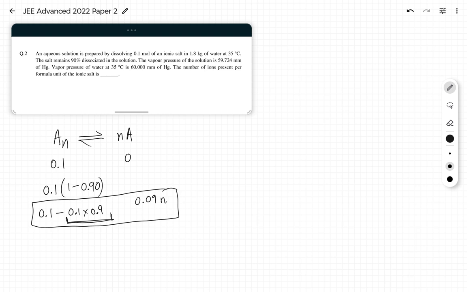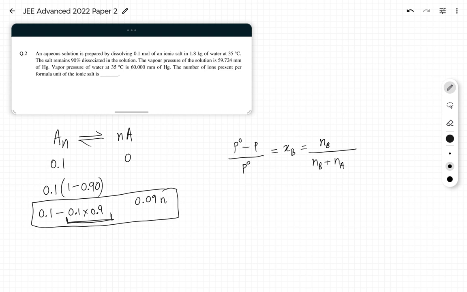Vapor pressure of the solution and of pure water is given, and we know that relative lowering of vapor pressure, which is vapor pressure of pure solvent minus vapor pressure of solution, relative to the vapor pressure of the pure solvent, is equal to the mole fraction of solute, and mole fraction of solute will be the number of moles of solute divided by number of moles of solute plus number of moles of solvent.